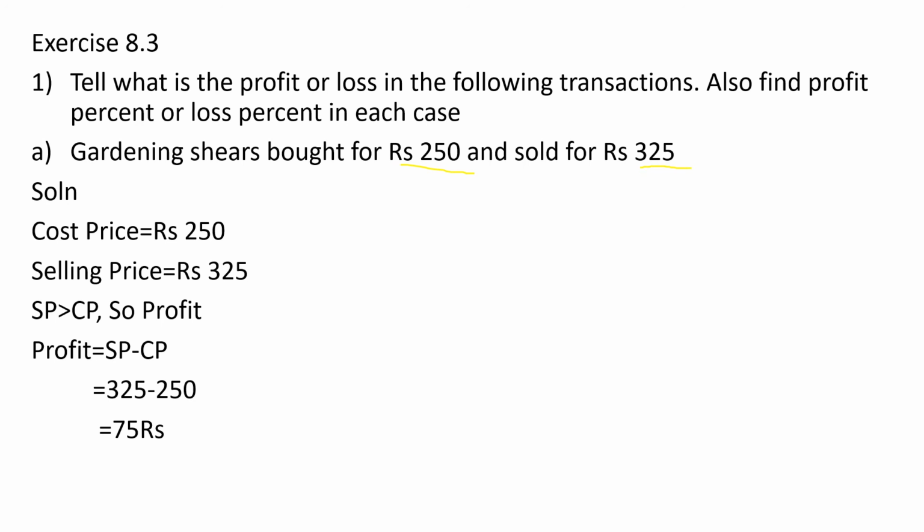Here, bought means that is the cost price, right? 250 is the cost price and sold means selling price. So here which is greater, CP or SP? SP is greater, right? So profit. What is the formula for profit? SP minus CP. You write the given things from the question first, then write the formula. SP 325 minus 250, so 75 rupees. This 75 rupees is profit.